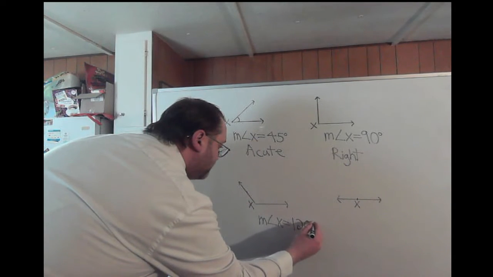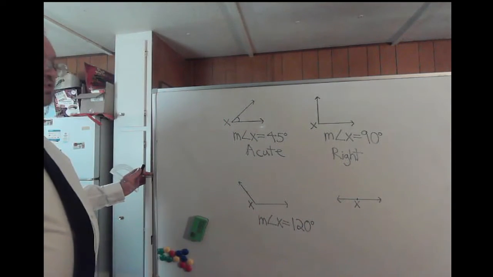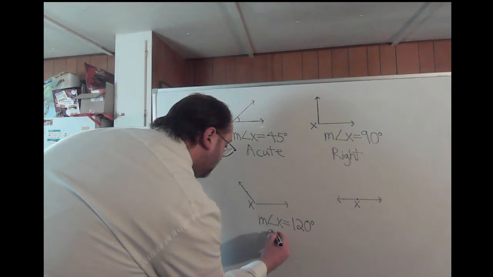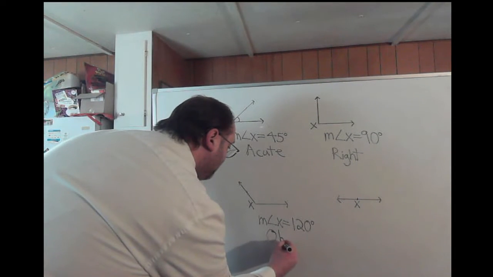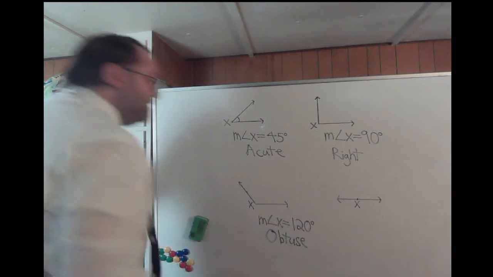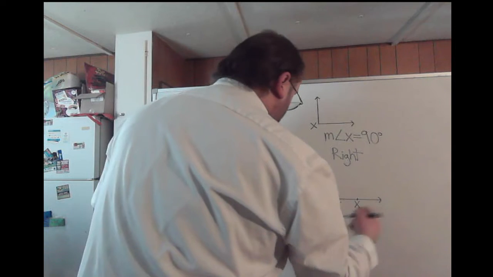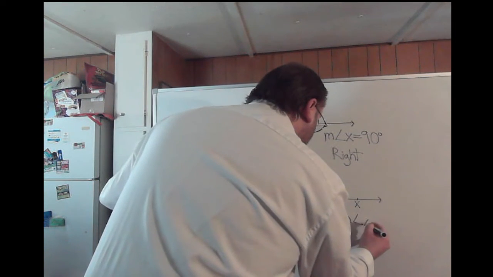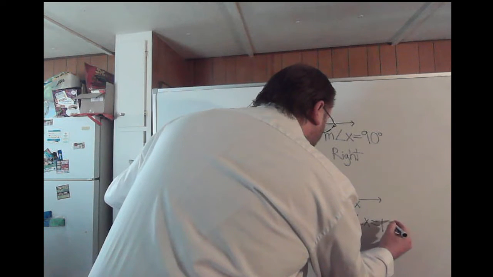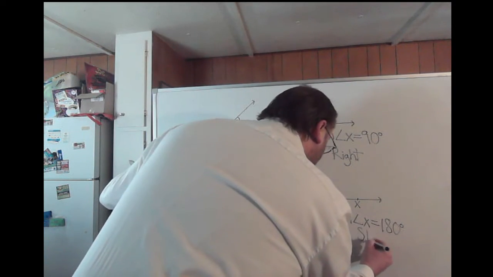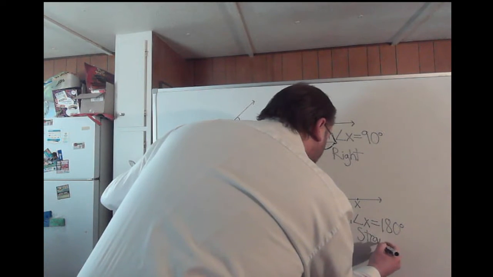I've already pre-measured it with a protractor. That's what a 120 degree angle looks like. This is an obtuse angle. It is obtuse. In the last angle I've already measured, I could draw a straight line. This angle equals 180 degrees, therefore making it a straight angle.